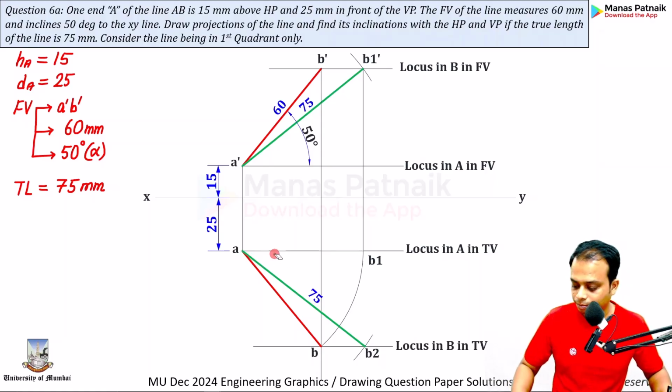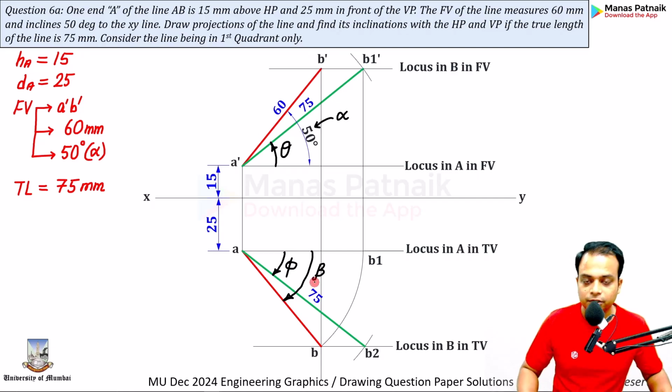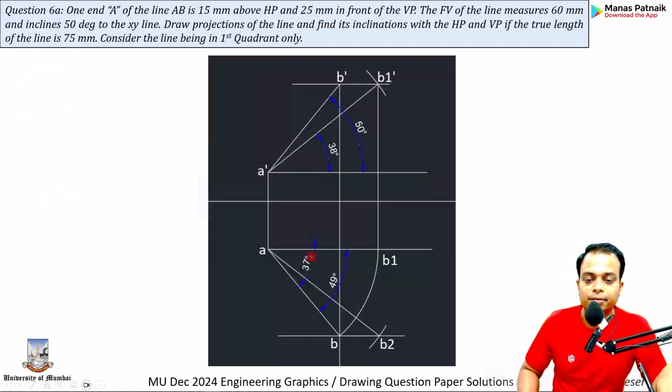If you're still wondering, let me just reiterate. That's angle phi for you. That's angle theta for you. This, by the way, is alpha, which was given to you. And this is beta, right? I have done all the calculations and measurements, which you can check on the next slide. Okay, check your answers, right? Easy.